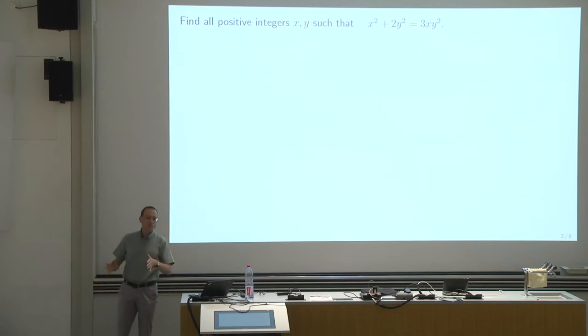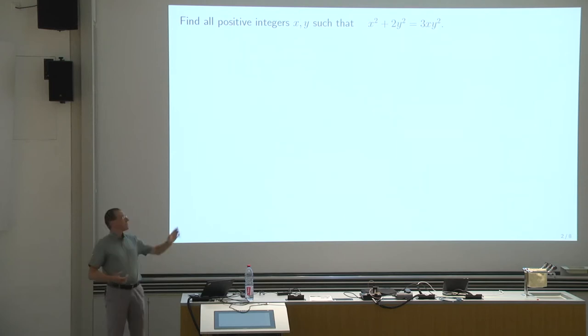In school, you usually solve one equation in one unknown. You only have an x, and you have to solve the equation. Or you have two equations in two unknowns. Now, this is one equation in two unknowns, but the unknowns are integers. It will be possible to find all x and y positive integers which satisfy this equation. Can you spot a solution?